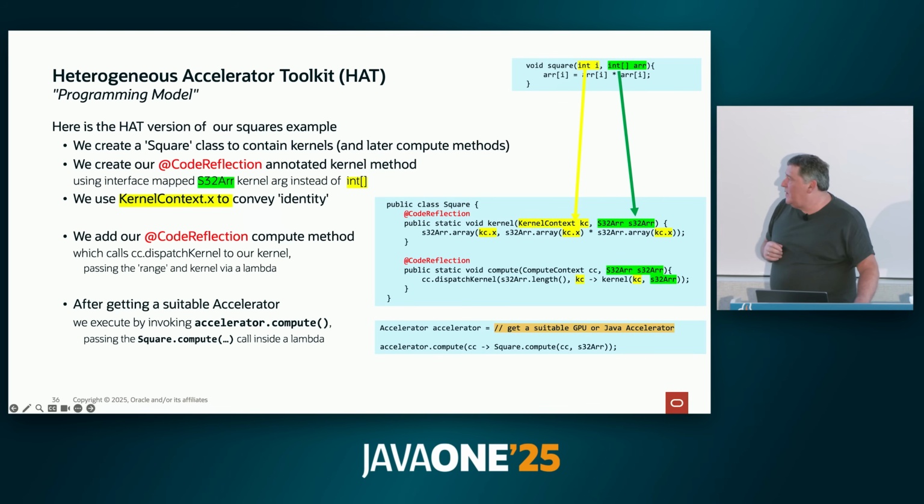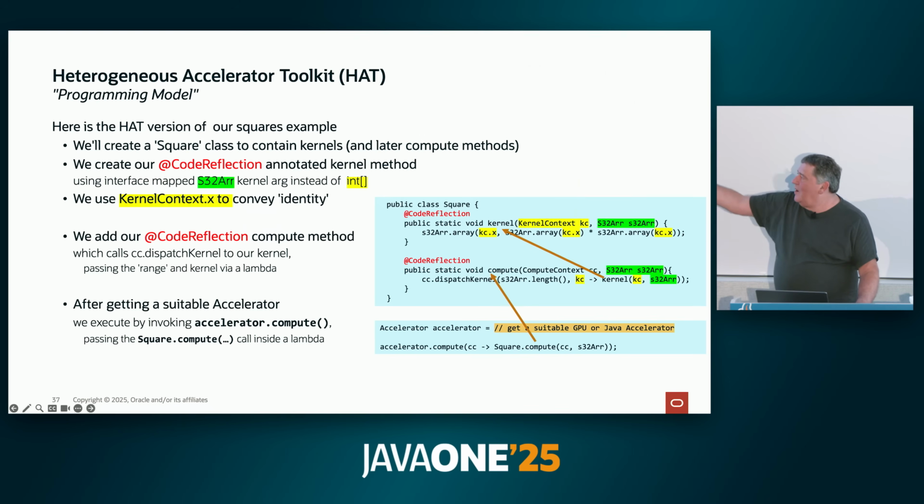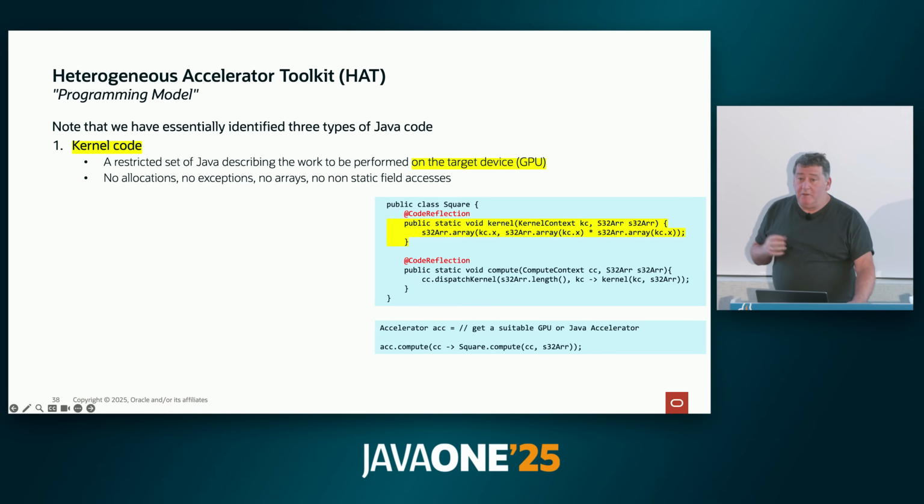And then in order for us to execute on a particular device, we say, go and get an accelerator, for example, for a GPU. Go and get an accelerator for a CUDA GPU, for example. And after you've got the accelerator, you ask the accelerator to actually compute the compute method. The compute method itself then will call the dispatch on the kernel. So we've kind of broken our code into three strata, three layers of types of code. We've got our kernel code, the stuff that's going to run on the device, the GPU device.